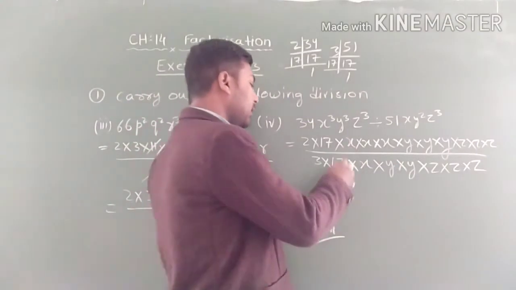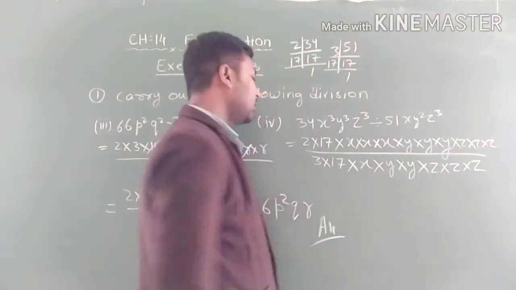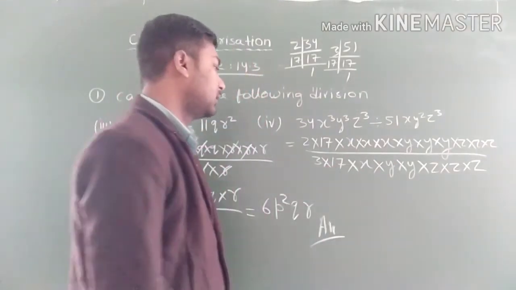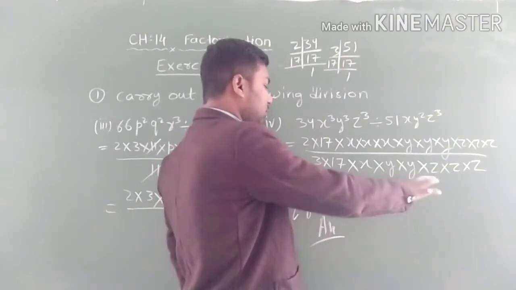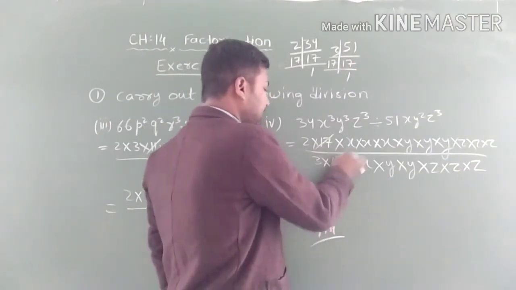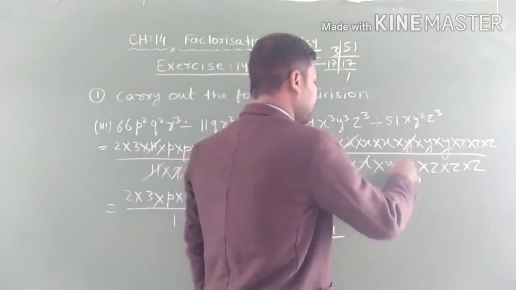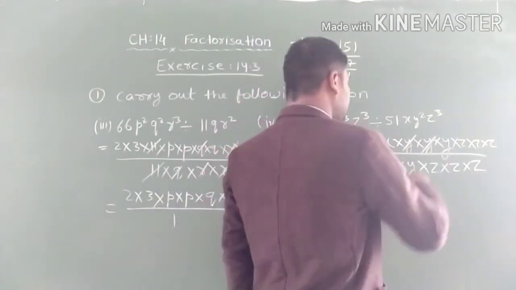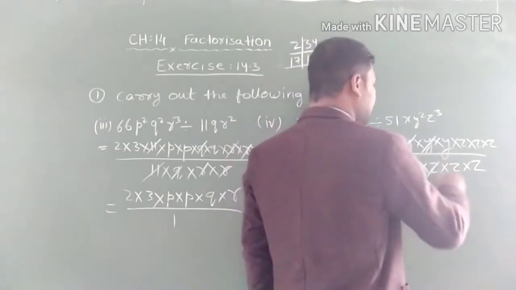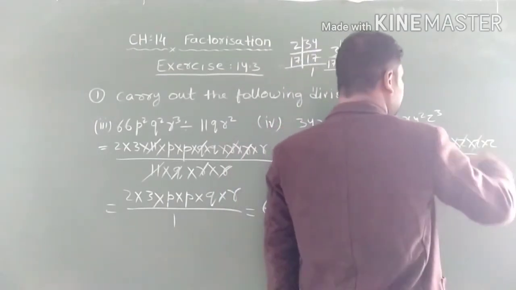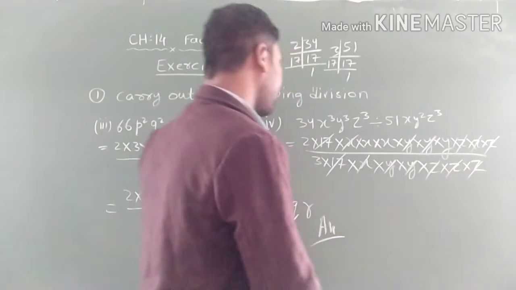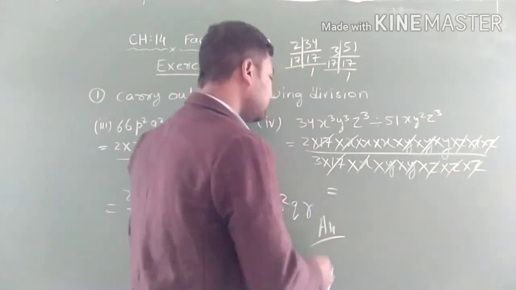Now what terms will cancel out? 2, there are no 2. 70 and 70 cancel out. x and x cancel out. y and y cancel out. Again y and y cancel out. z cancels out. What is left?